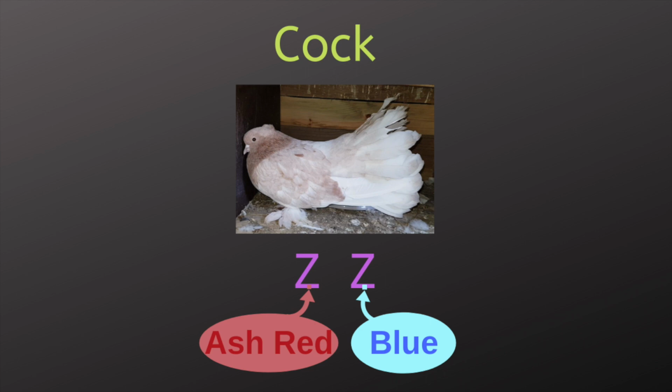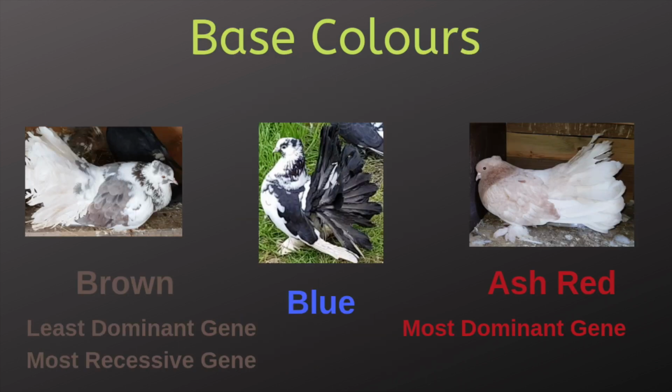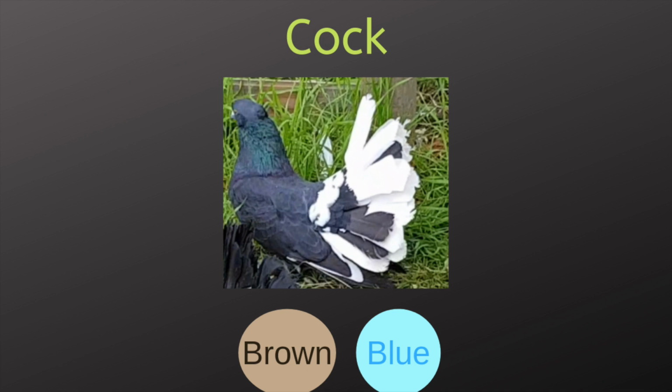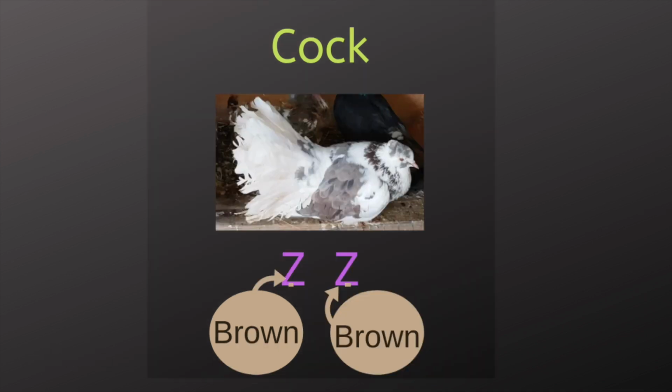When a male has 2 different genes for base colour, the more dominant colour will show. The most dominant base colour is ash red, and the least dominant base colour is brown, and blue is in between. So ash red is more dominant than blue, and blue is more dominant than brown. If a male pigeon has 1 gene for red and 1 gene for blue, then red will show. If a male pigeon has 1 gene for blue and 1 gene for brown, blue will show. In order to show brown, the male pigeon must have 2 brown genes.